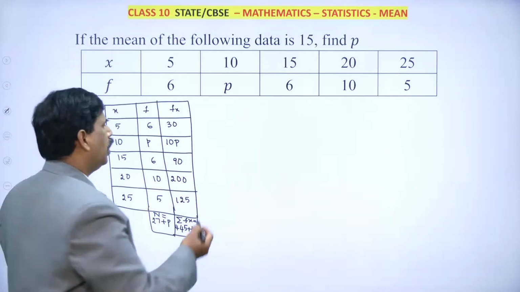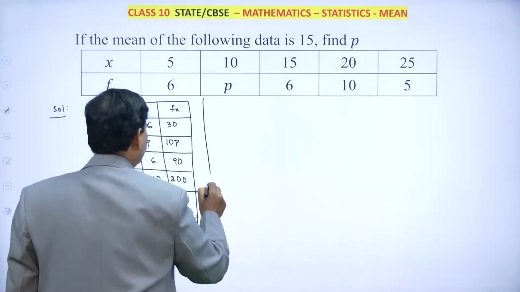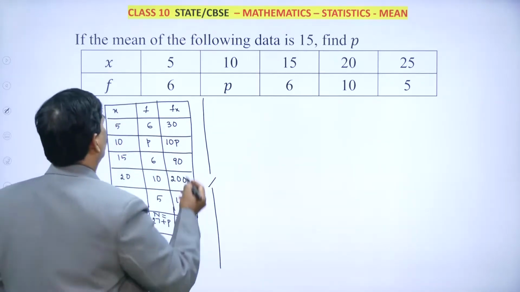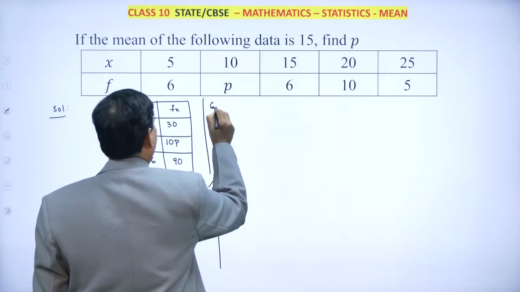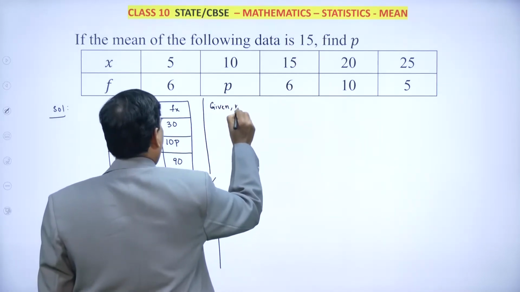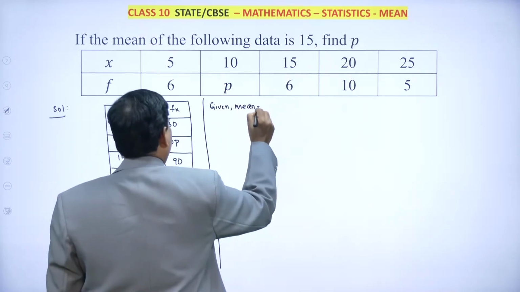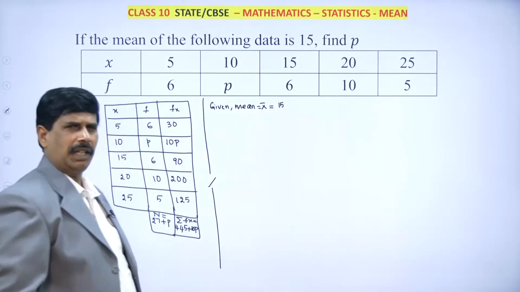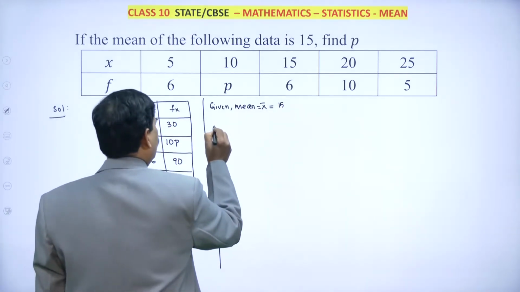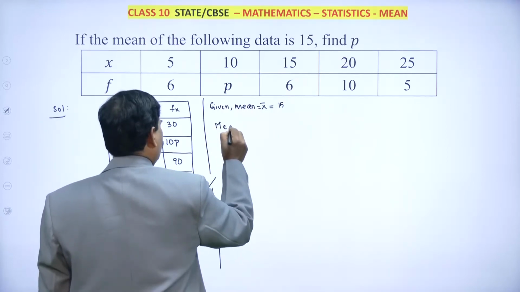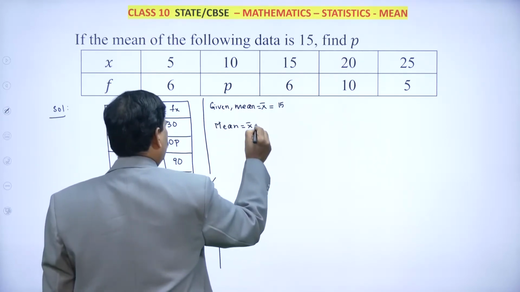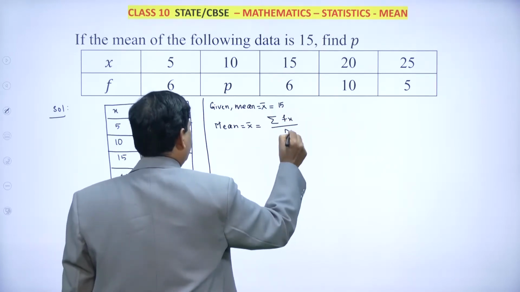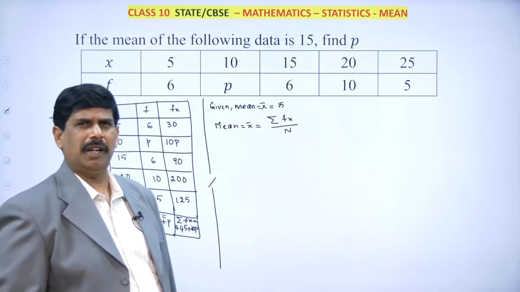Is it clear? So now, we also have an information about the mean. So given mean, he has given mean of the data. Given mean is how much children? It is 15. Given mean is 15. So therefore, mean x bar is equal to, what is the formula? We know it is sigma fx by n. We know the formula sigma fx by n.